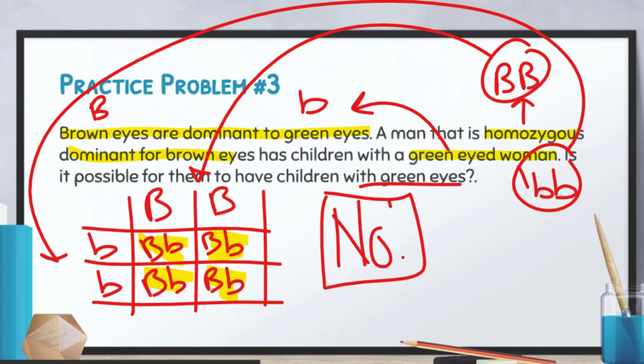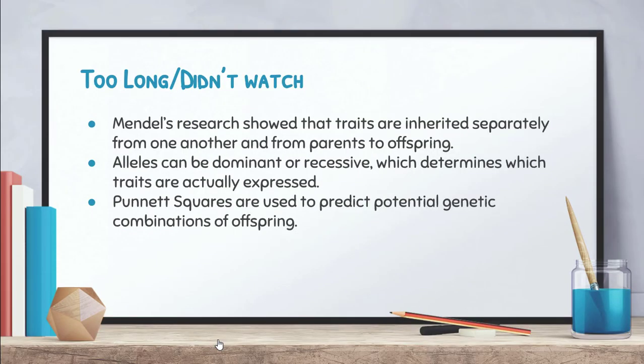You may have to actually work backwards as well. So just keep these things in mind as we go through and practice some more of these Punnett square problems. So keep in mind that Mendel's research showed that traits are inherited separately from one another and from parents to offspring. And these alleles can be dominant or recessive, and that determines which traits are actually expressed. So remember, in an individual that is heterozygous, the dominant masks the recessive. Punnett squares are used to predict potential genetic combinations of offspring, just like we've done with the last 3 practice problems.